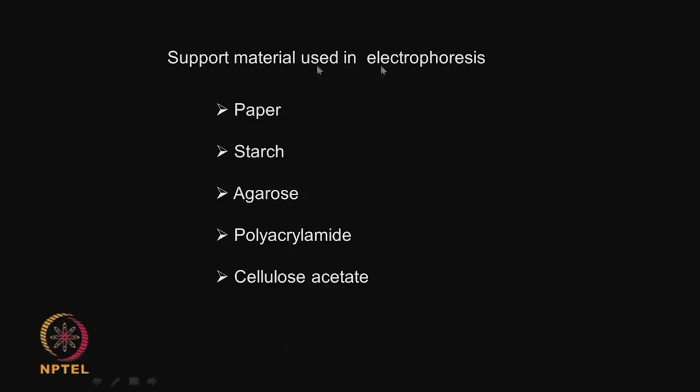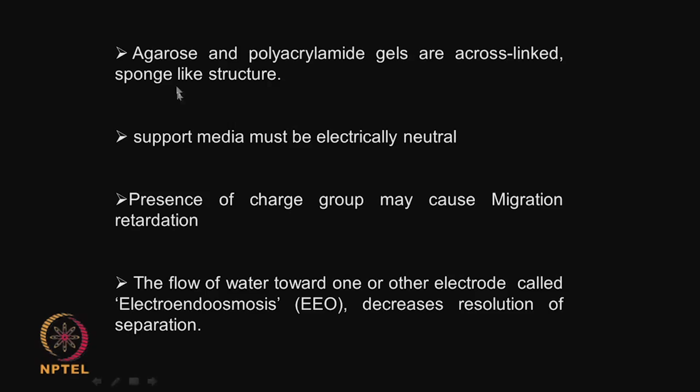Support materials used in electrophoresis could be paper, starch, agarose, polyacrylamide, cellulose acetate and so on. Some of them are hydrophilic, some of them are hydrophobic, so we can use different materials depending upon our requirement. Agarose and polyacrylamide gels are cross-linked, sponge-like structures. The support media should be electrically neutral, because you do not want the voltage which you are applying to get drained.